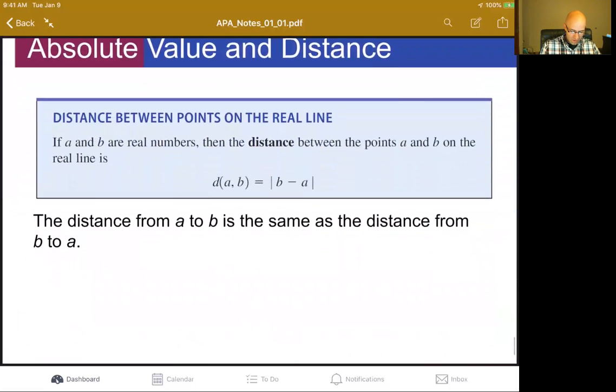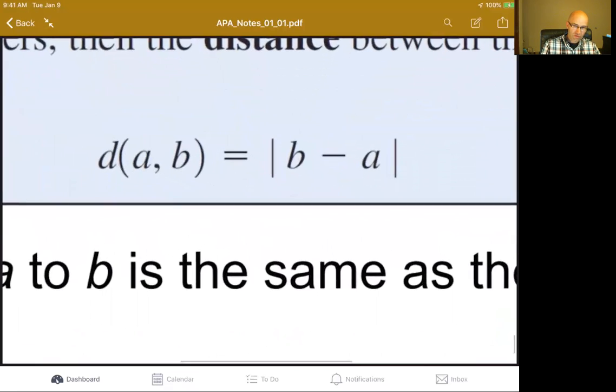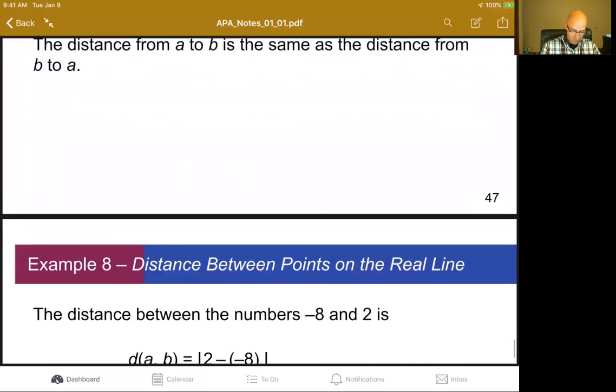Okay. We use absolute value, again, to find the distance between numbers. So this notation here, we're going to use to represent the distance from A to B, and it's represented as the absolute value of B minus A. We will also see it's the same as the absolute value of A minus B. It comes out to be the same thing. The absolute value of the difference between the numbers gives you the distance between those two numbers.